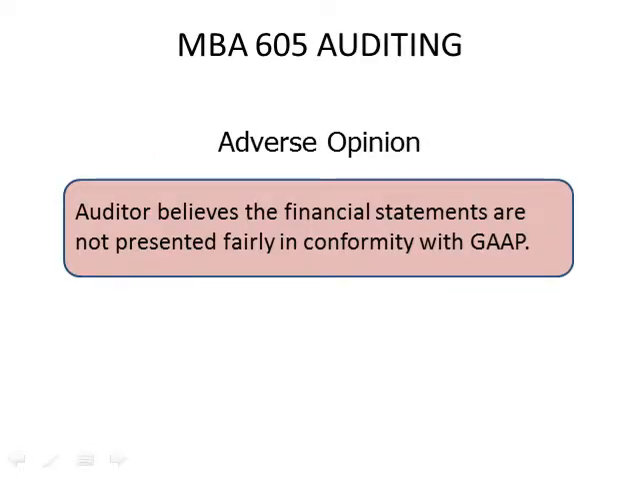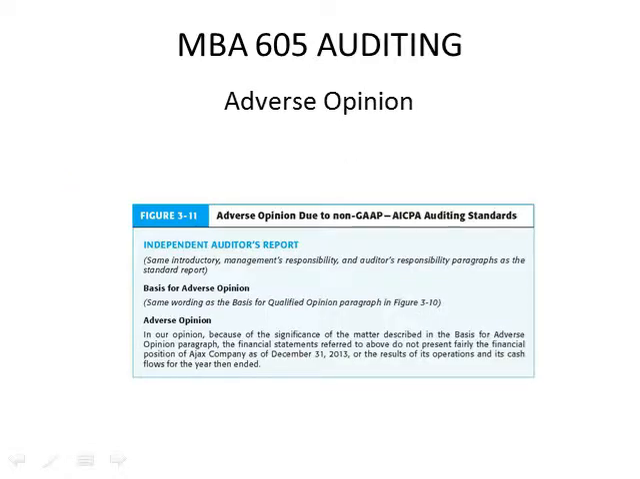An adverse opinion is, quite as it sounds, when the auditor believes the financial statements are not presented fairly in conformity with GAAP. So here's an example of an adverse opinion. And again, we have the basis for an adverse opinion, and we saw this basis paragraph being used for the qualified opinion previously. And then we have the adverse opinion that says, in our opinion, because of the significance of the matter described in the basis for adverse opinion paragraph, the financial statements referred to above do not present fairly the financial results of the company or the results of its operations and its cash flows for the year then ended. And this is a bad thing.